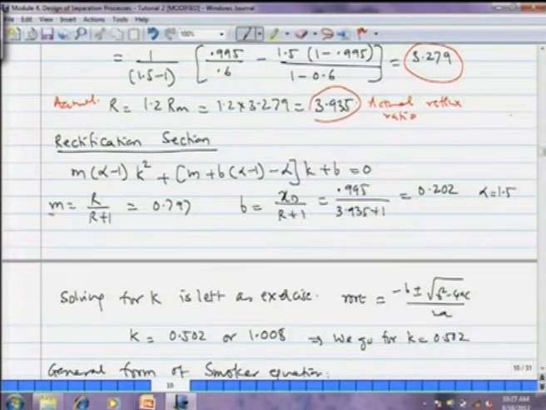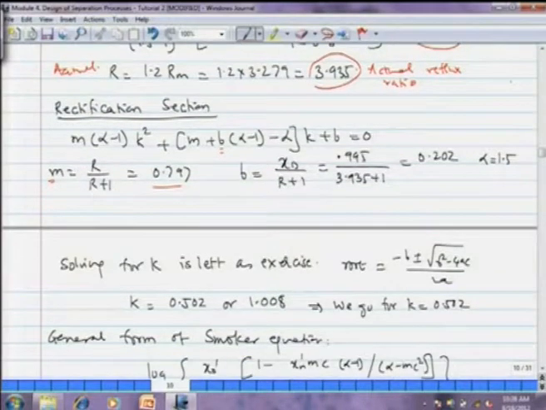M is the slope of the operating line. Now, we are dealing with rectification section. So, the slope is R divided by R plus 1, and now putting value of R as 3.935, we calculate the value of slope as 0.797. The b is essentially the y-intercept of the rectification operating line, that is XD by R plus 1. We have again values of all of these, XD and R.